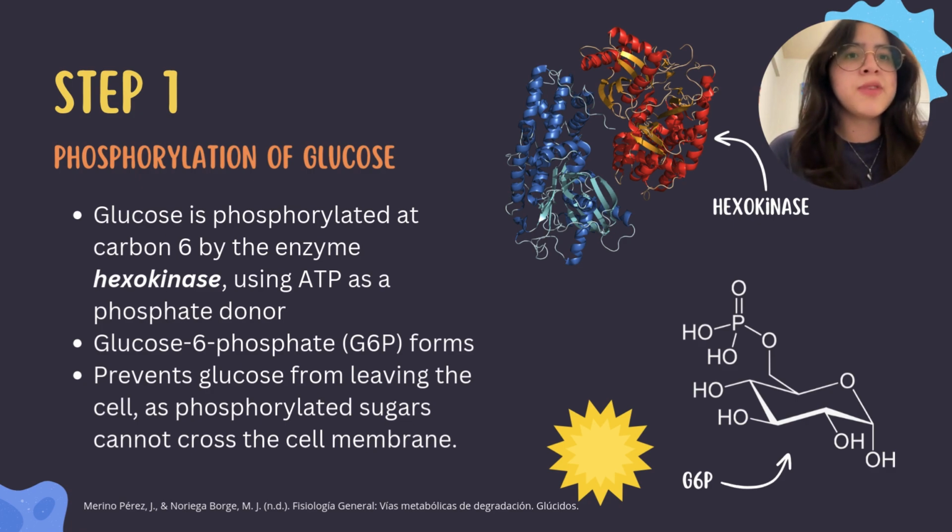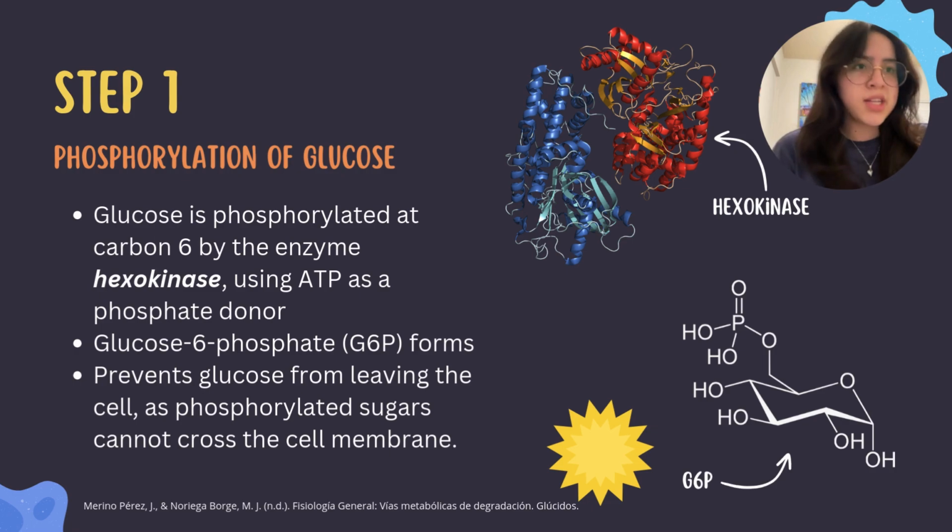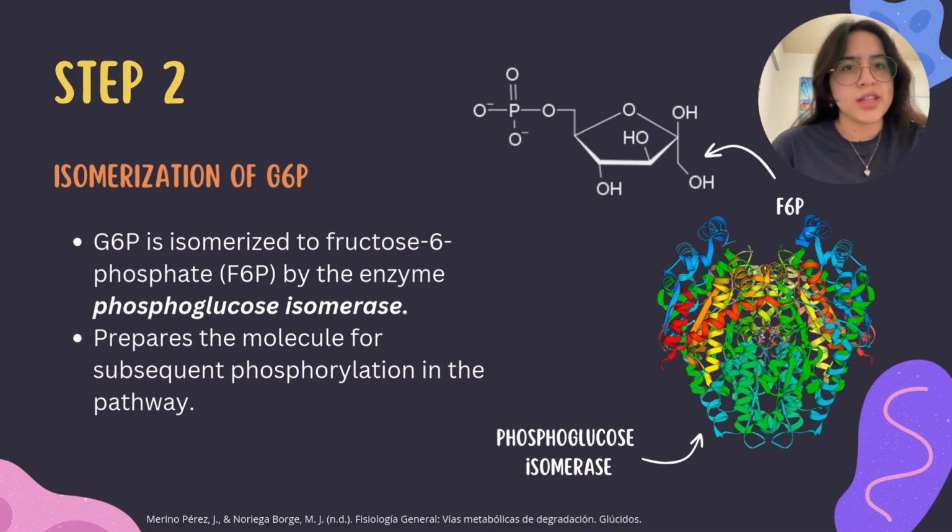The first step is the phosphorylation of glucose. Glucose is phosphorylated at carbon 6 by the enzyme hexokinase, using ATP as a phosphate donor. Glucose turns into glucose 6-phosphate, and this step prevents glucose from leaving the cell, as phosphorylated sugars cannot cross the cell membrane. The second step is the isomerization of G6P.